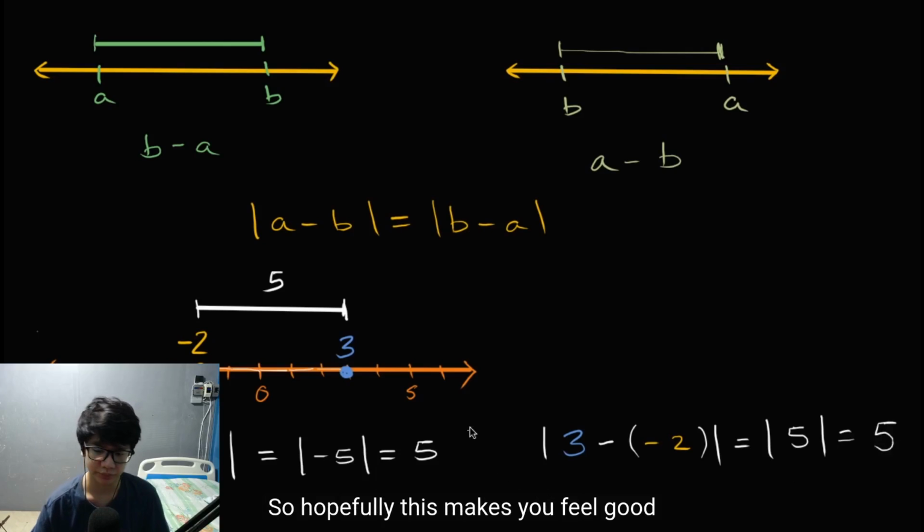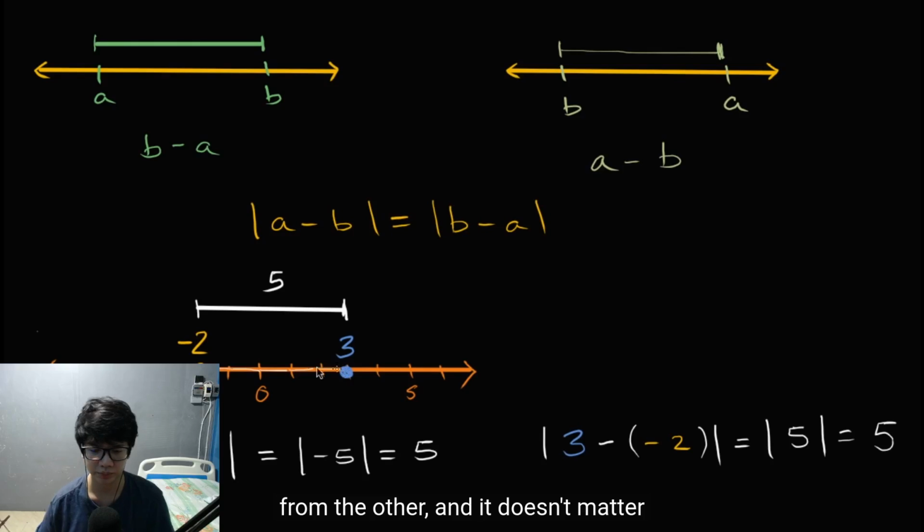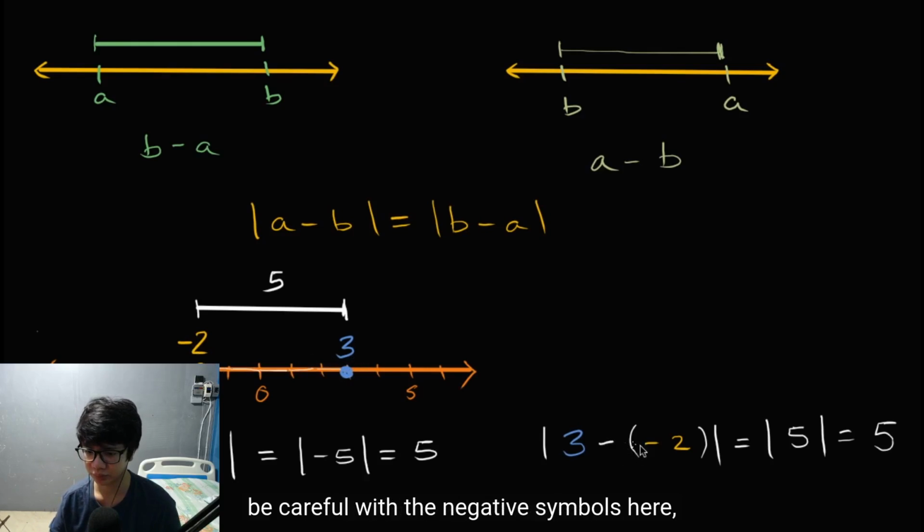So hopefully this makes you feel good that if you want the distance between two numbers, you subtract one from the other, and it doesn't matter which order you do it. You can subtract 3 from -2 or -2 from 3. Be careful with the negative symbols here. And then take the absolute value, and then that is going to give you the distance between these two numbers.